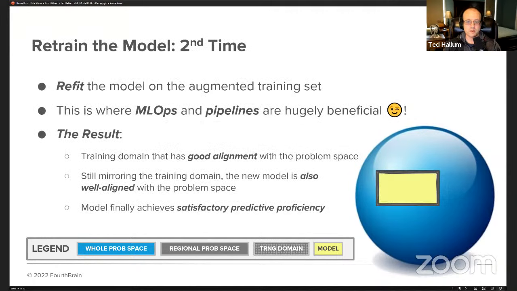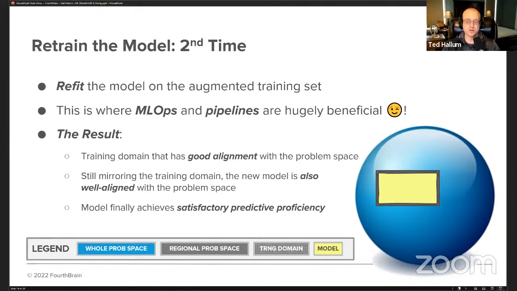Okay, so we refit the model, and as we have represented here, the model now is a really good fit to the problem that we originally set out to model, and it's going to produce the kinds of predictions that we were hoping for. I'll say, if you're keeping track, this is the second time that we've retrained this hypothetical model. And I'll say again that this is a point where MLOps and pipelines are hugely beneficial, because it's one thing to train a model initially.